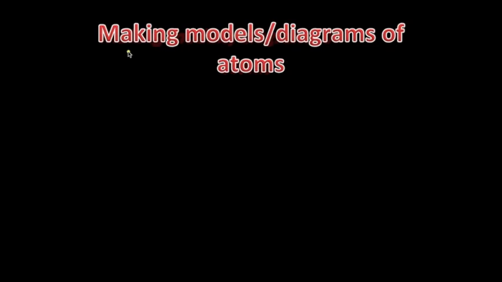Today we're going to discuss how we make models or diagrams of atoms. We're going to look at how to make a Bohr diagram or Bohr model. You've seen the general structure of the Bohr model in previous lectures. It's the one with the central nucleus surrounded by the circular electron shells with electrons in it.